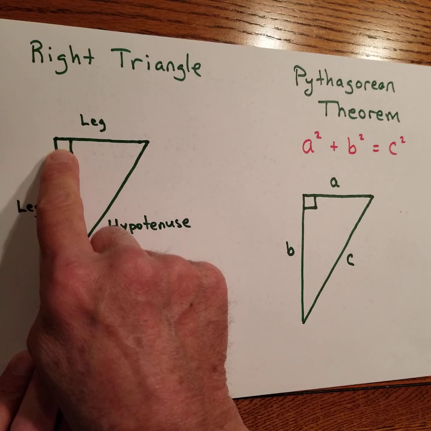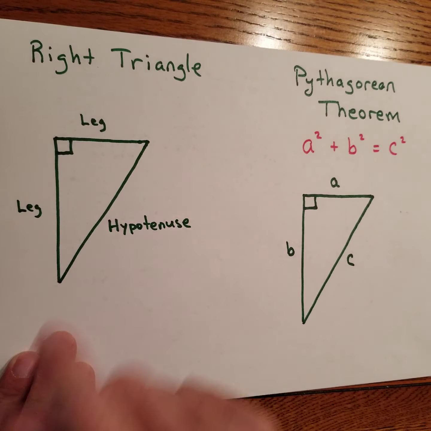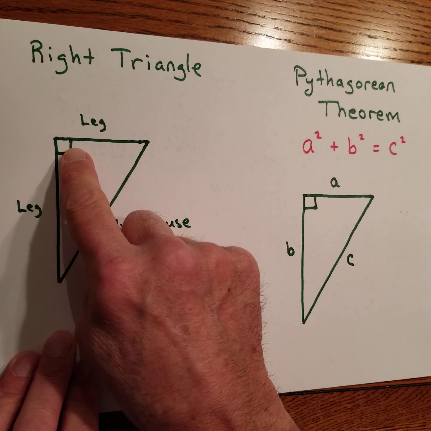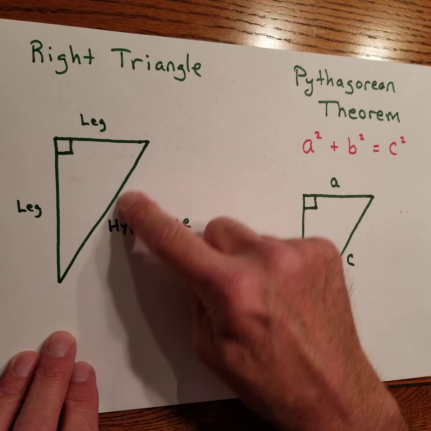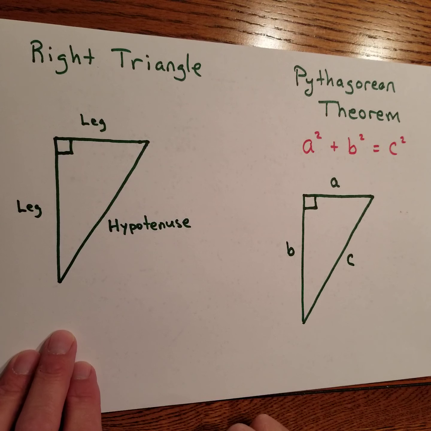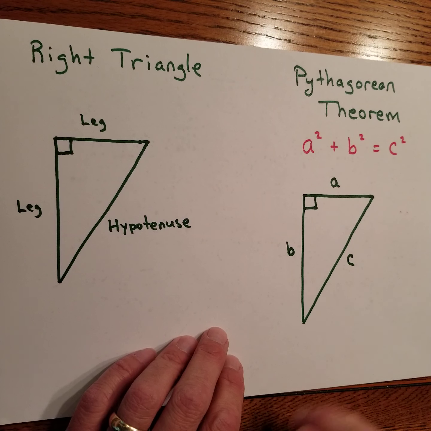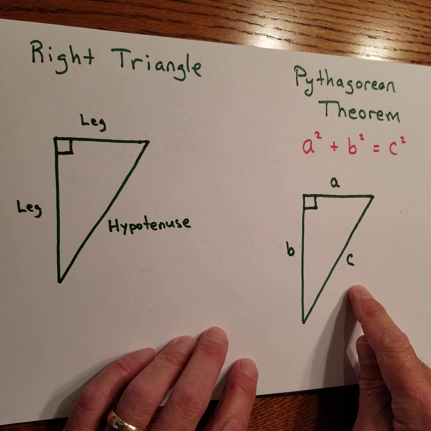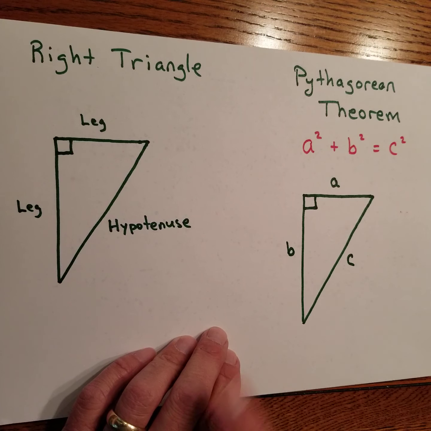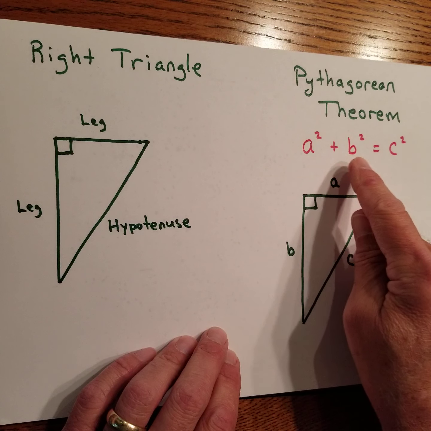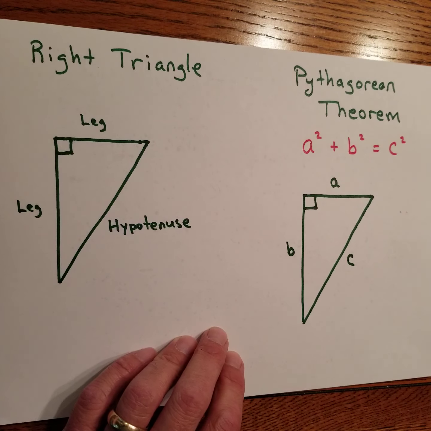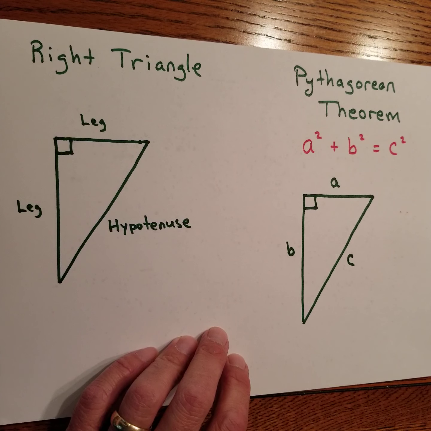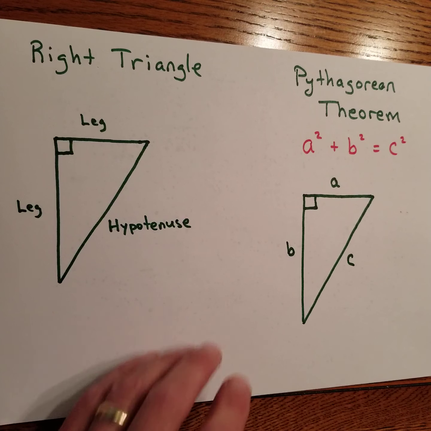The two sides that make the 90-degree angle are each called legs. The side that is opposite from the right angle is called the hypotenuse. The Pythagorean theorem says that there's a relationship between the legs and the hypotenuse of a right triangle. The sum of the squares of the legs is equal to the square of the hypotenuse, more usually known as a squared plus b squared equals c squared. Let's see how this works.